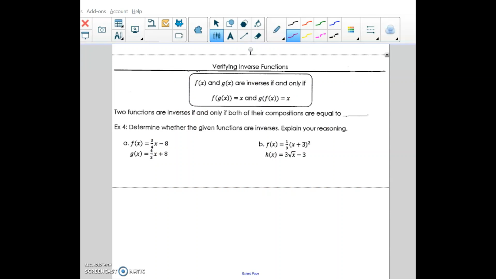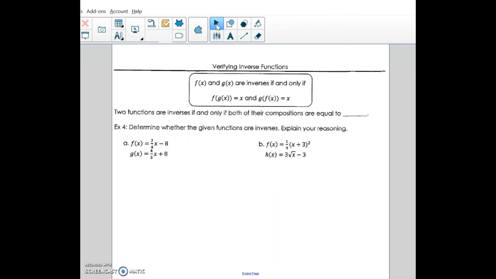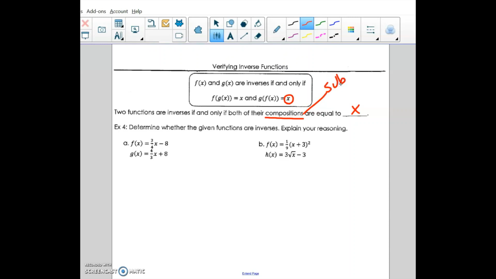Alright, so the last thing we need to do with inverses is verify that they are inverses. Two functions are inverses if and only if both of their compositions are equal to x, just like the little box at the top says. Now compositions, let's talk about compositions again. Compositions mean that you're going to substitute one into the other. This was a topic that was covered on Friday, the 11th, 9/11. So we're substituting one function into the other, and it doesn't matter which one you do first, you're supposed to do both of them.